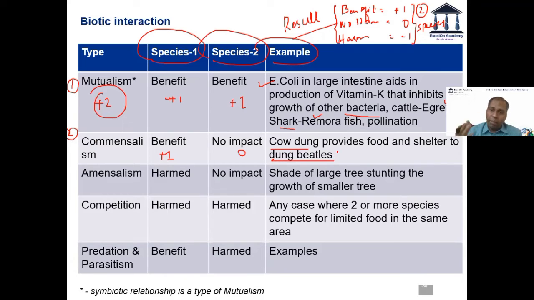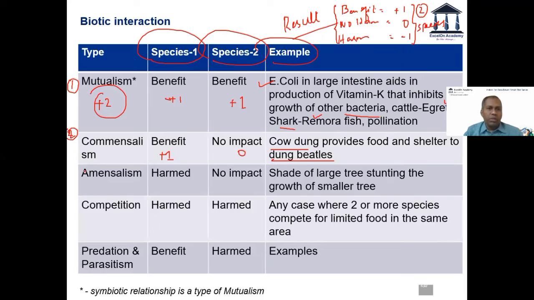But does it benefit the cow? No way. Does it harm the cow? No way either, because the cow is least bothered about what happens to the cow dung. But for the dung beetles, it is a big thing. So that's commensalism.